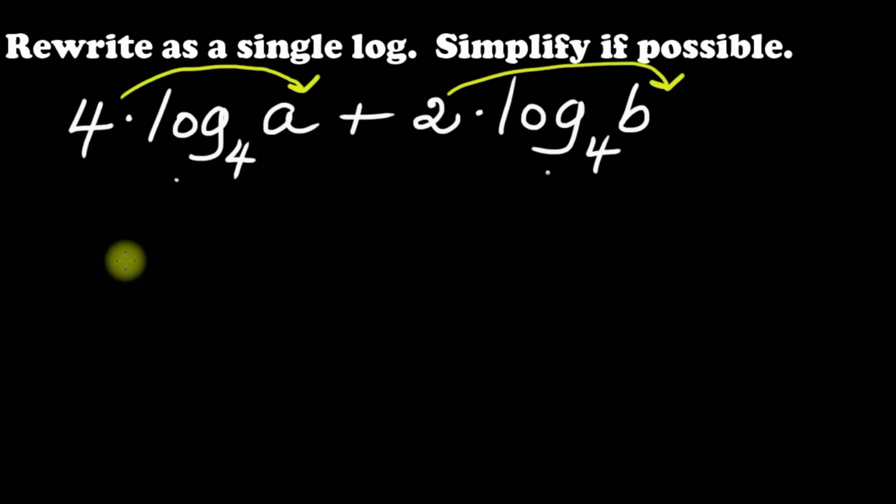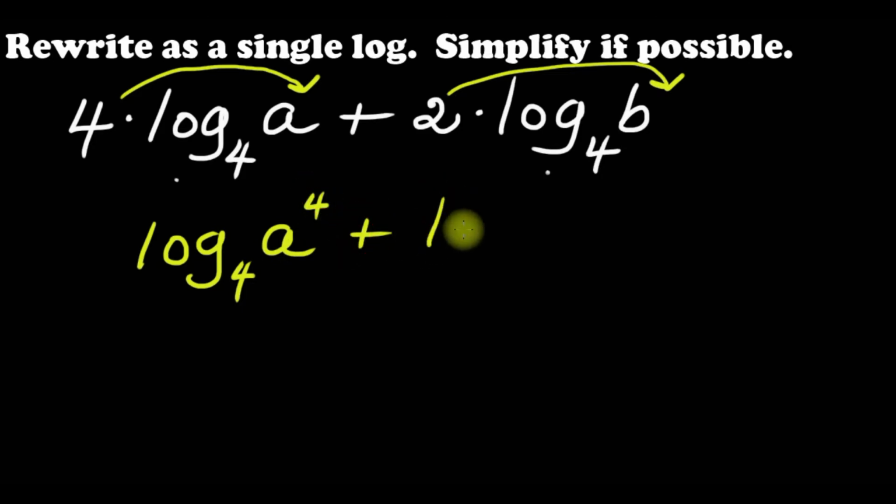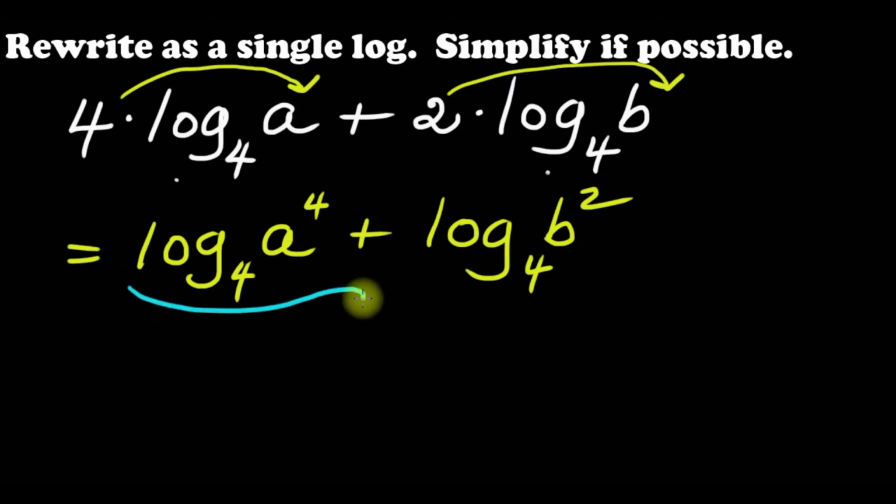So it's going to look like this now. Log base 4 of a to the 4th power plus log base 4 of b squared. That was using the power property. So now we're down to this. This is a sum because it's add. So the sum of logs is the log of the product using the product property.